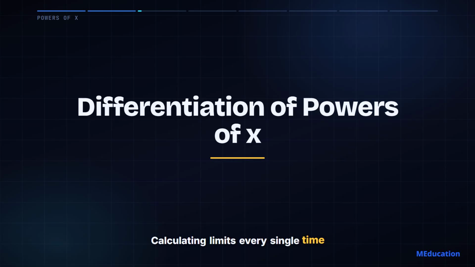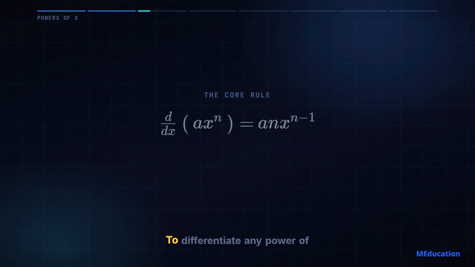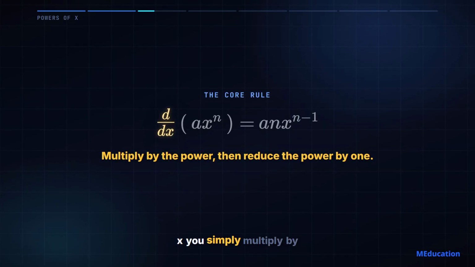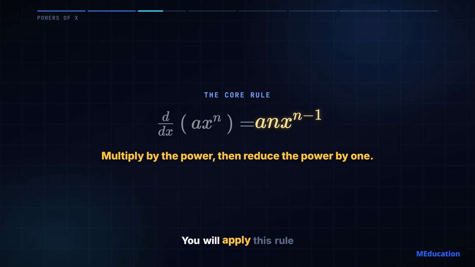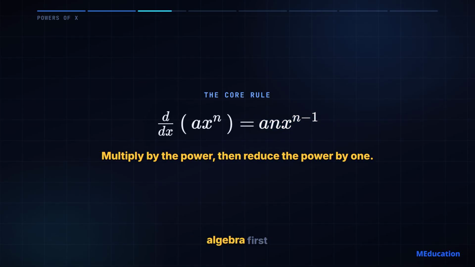Calculating limits every single time is slow, so you will quickly move to the algebraic engine of this unit. To differentiate any power of x, you simply multiply by the power and then reduce the power by 1. You will apply this rule to polynomials, fractions, and surds, the later marks.